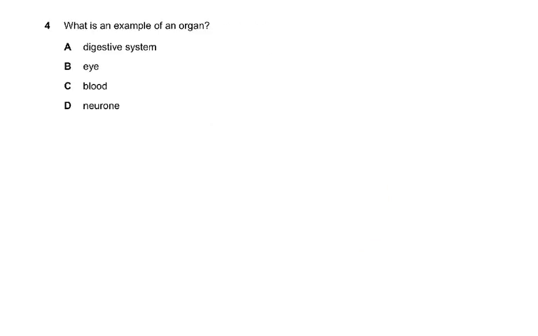Question number 4, what is an example of an organ? Very basic, you see, digestive system, that's a system. Eye is an organ, blood is a tissue, neuron is a cell. So question number 4, the eye is an organ.